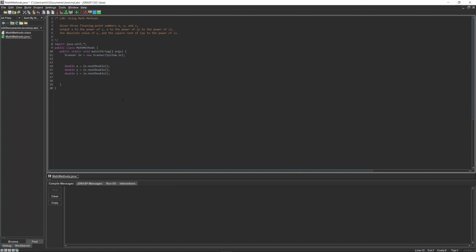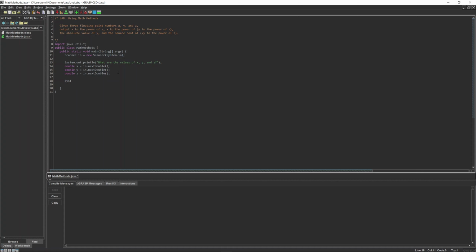And just so that it's clear when you run the program, I'm going to type out the question: What are the values of x, y, and z? Alright, so we'll see that when we run the program, and then we'll input the values for x, y, and z.